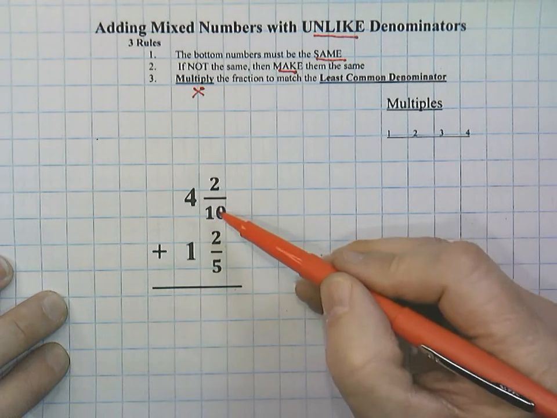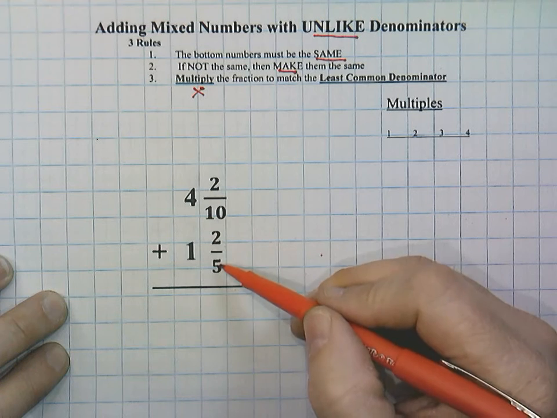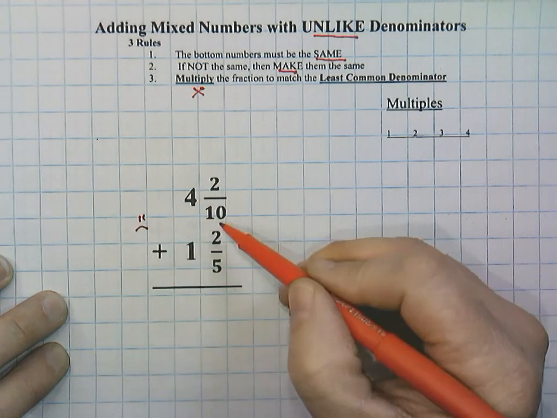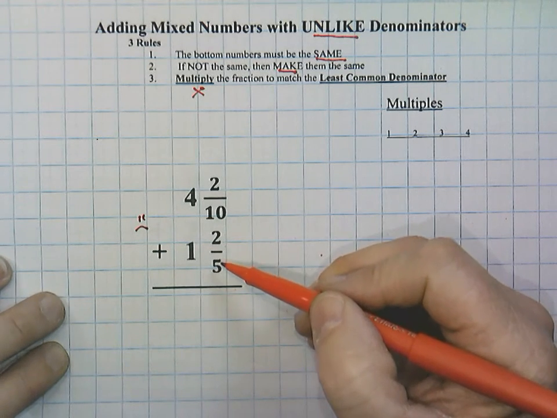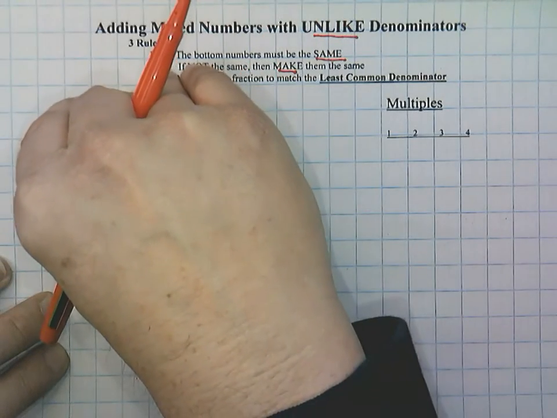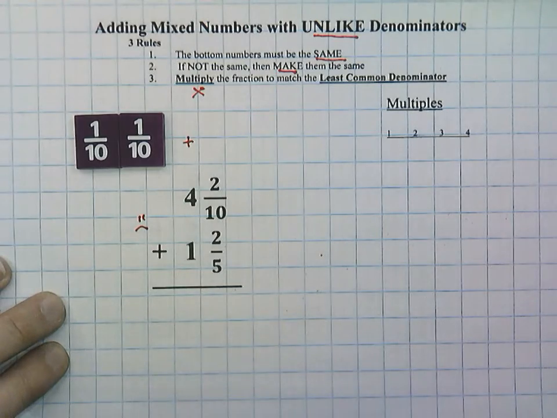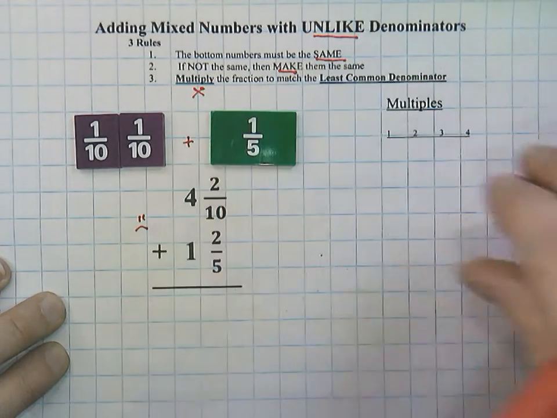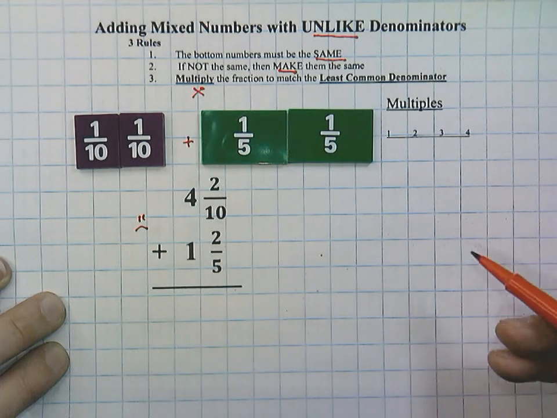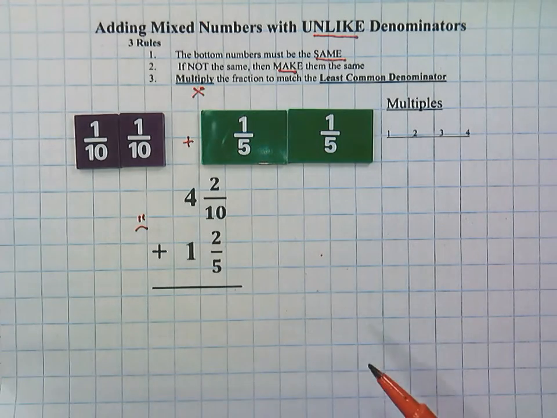So 4 and 2 tenths plus 1 and 2 fifths. Right away, I see my tenths and my fifths. I am not allowed to add the fractions the way that they are. I can represent that 2 tenths plus our 2 fifths. So I'm going to make them the same by doing multiples.